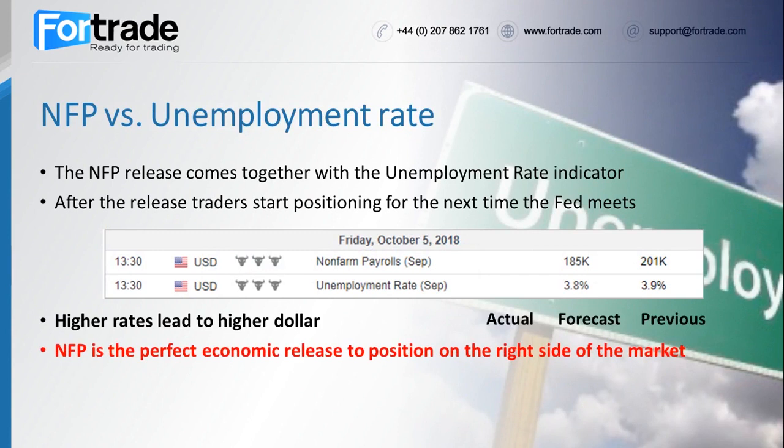So, the NFP release comes together with the unemployment rate indicator on the first Friday of every month. When this is due, the trading week is a range-bound one for the forex market, and after the release, traders start positioning for the next time the Fed meets to see how monetary policy changes in the meantime and how to react. When the actual number differs from the forecasted one, the market travels.